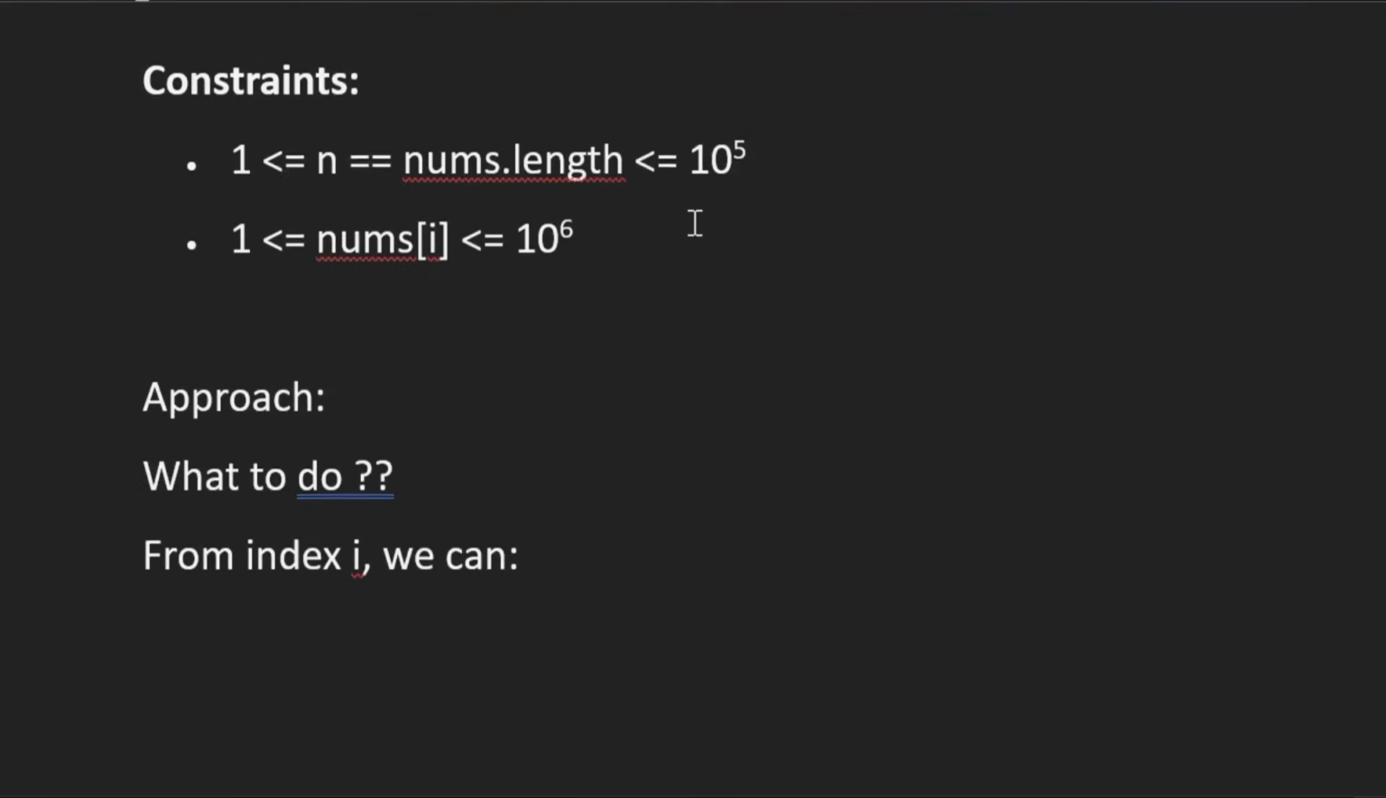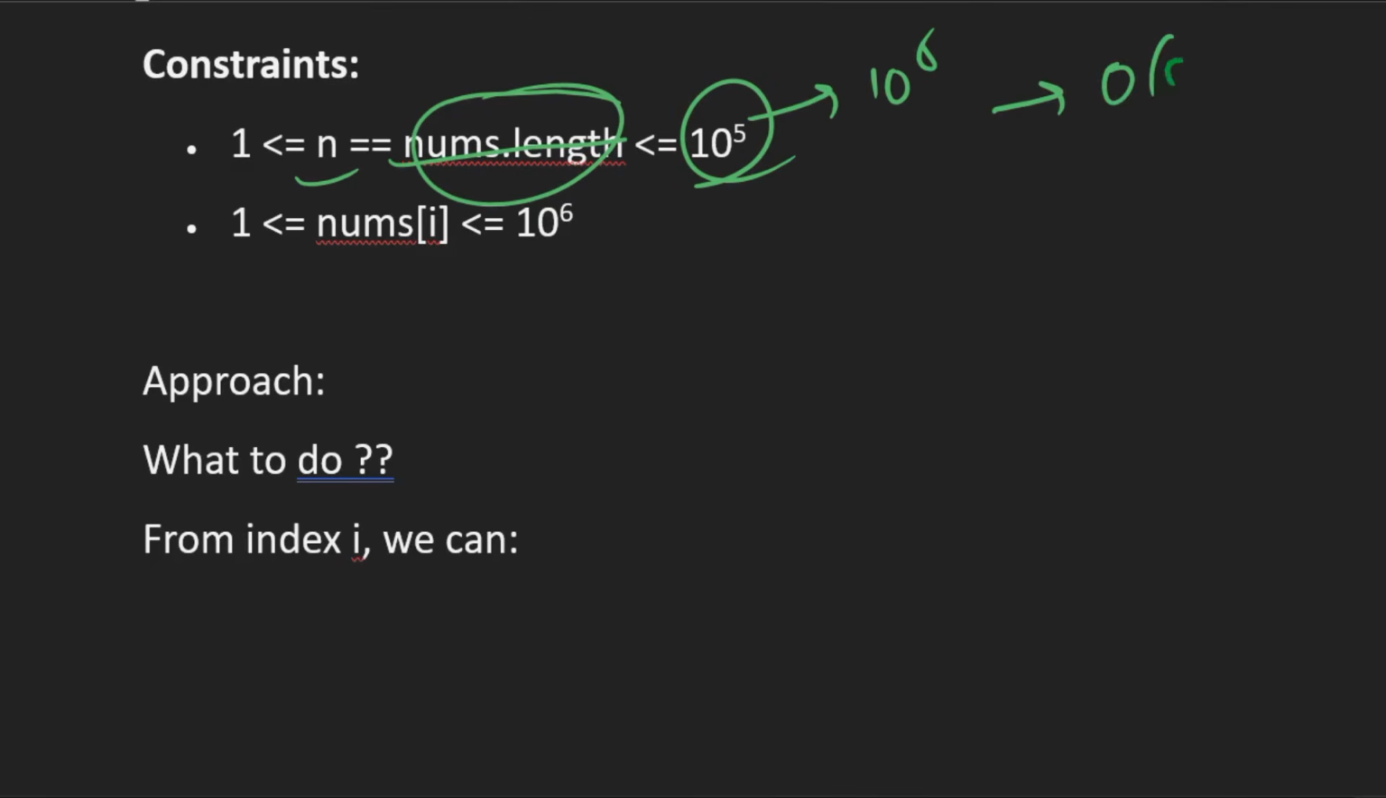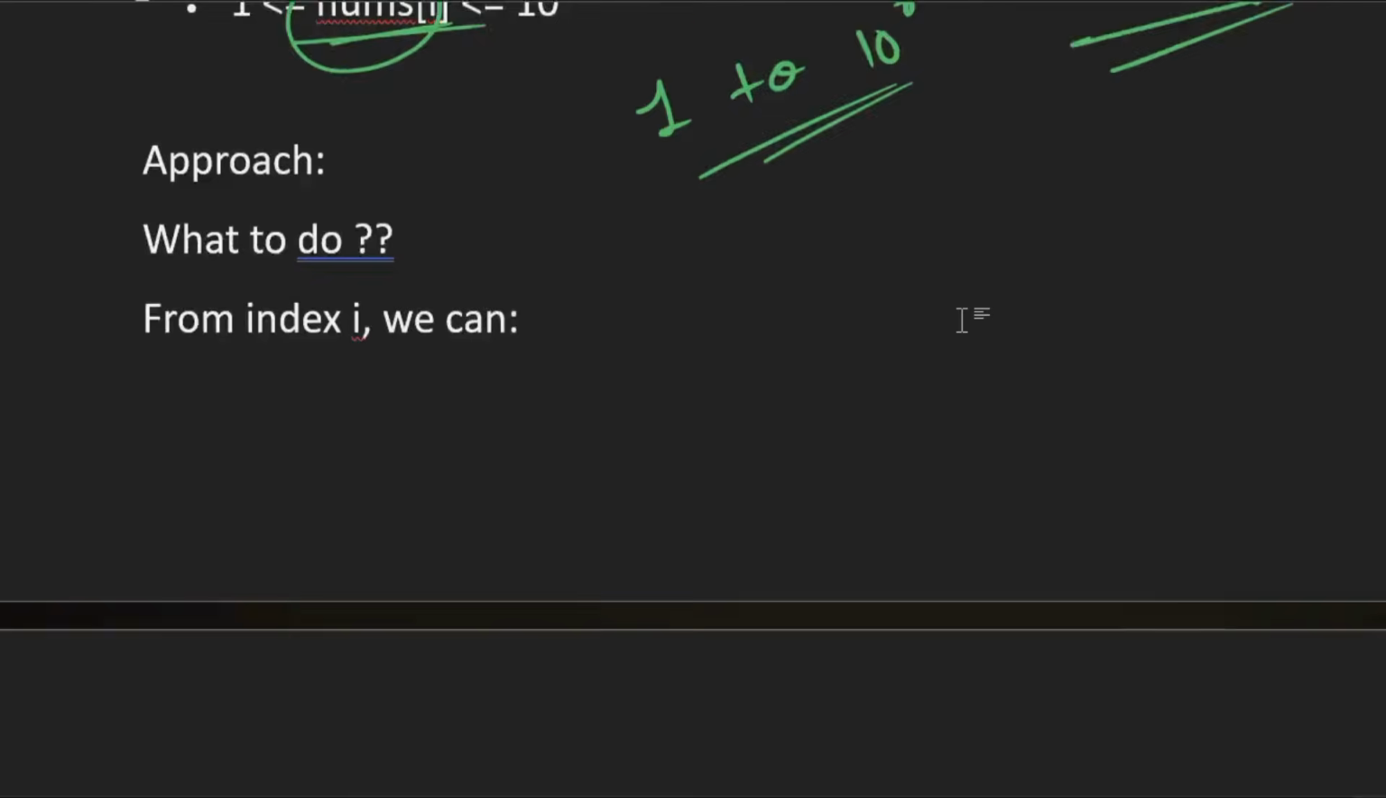Let's see the constraints. First of all, n, which is nums dot length, the length of the array, can be up to 10 to the power 5. So either an O(n) solution or an O(n log n) solution we have to think of. The second thing is nums of i, each element, which can be anything from 1 to 10 to the power 6. So let's move to the approach part.